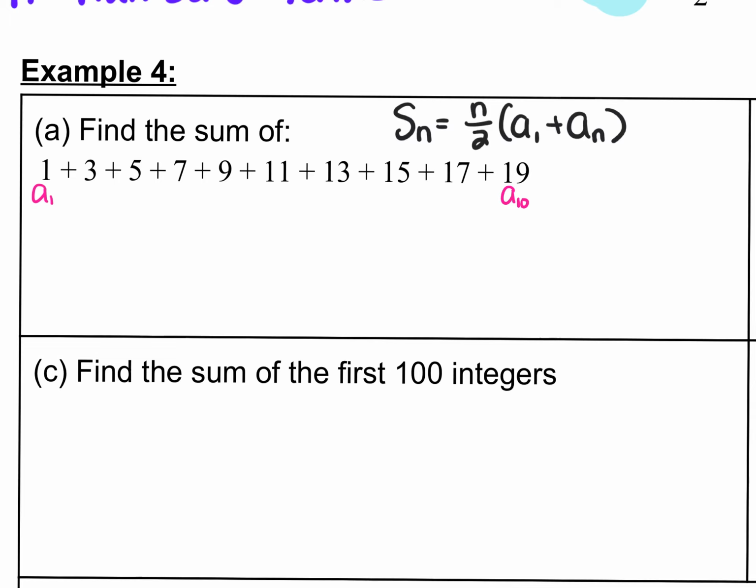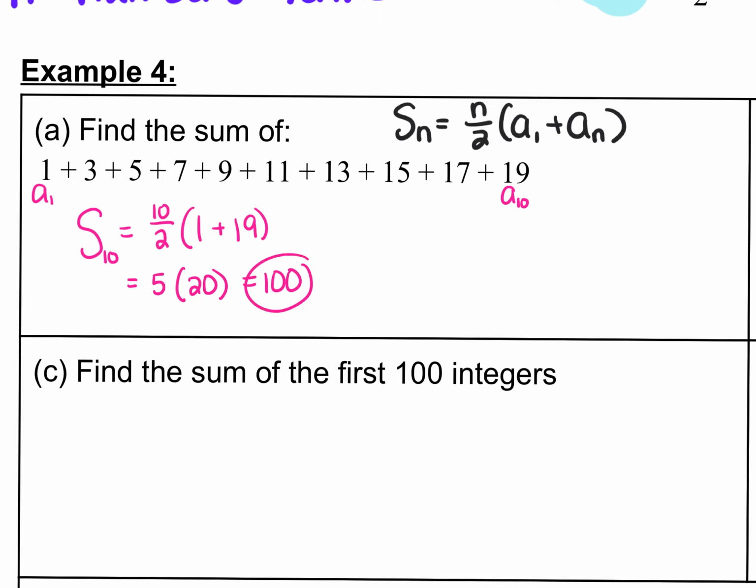So to find the sum of those 10 terms, we're going to take the number of terms, which is 10, and divide by 2. And then we're going to multiply that by the first term, which we know is 1, plus the last term, which we know is 19. So that's going to give us 5 times 20, which is 100. All right, and that's the sum of those terms.